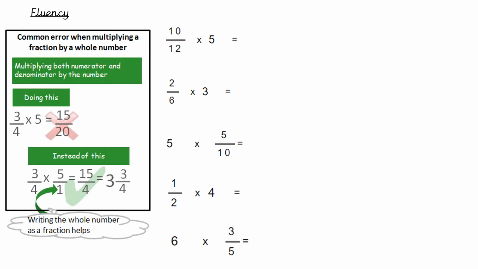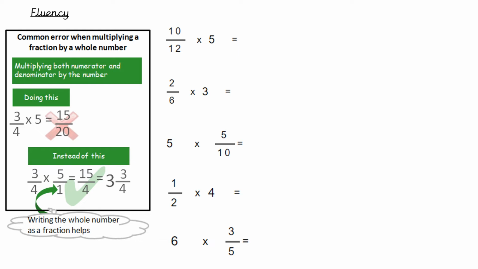So the next step then is doing fractions times by whole numbers. And like we just said on the first slide, it doesn't matter if the whole number is first or second in the number sentence. Now on the left there you can see it says a common error when multiplying a fraction by a whole number.